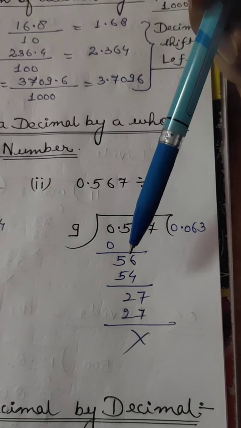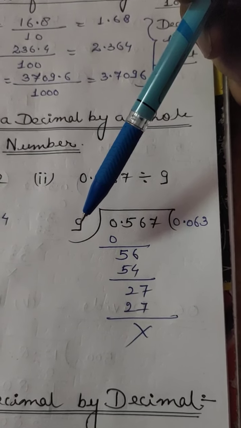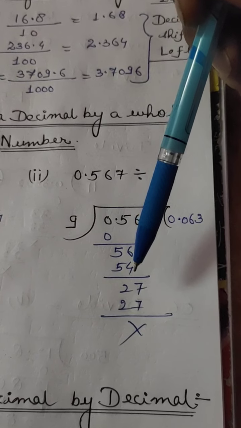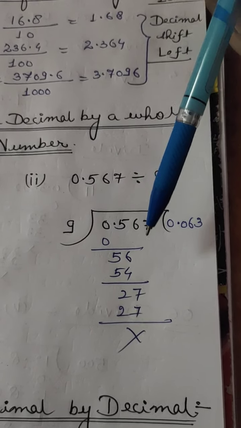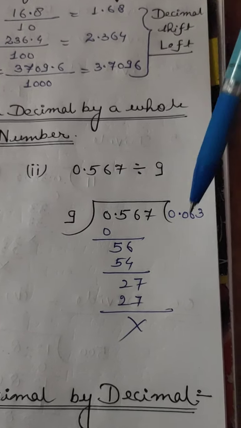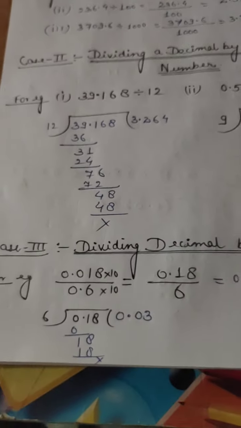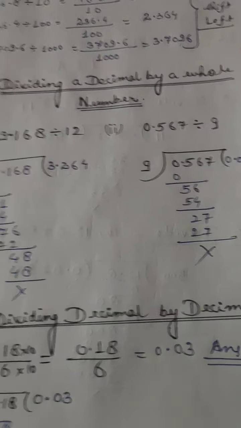Then we have taken out the next digit, 56. Now can 56 be divided by 9? Yes. 9 6s are 54. Then what is the answer? 6. Then 7 is taken out. 9 3s are 27. Then what is the answer? 0.063. Now you have clearly understood how the division is performed.